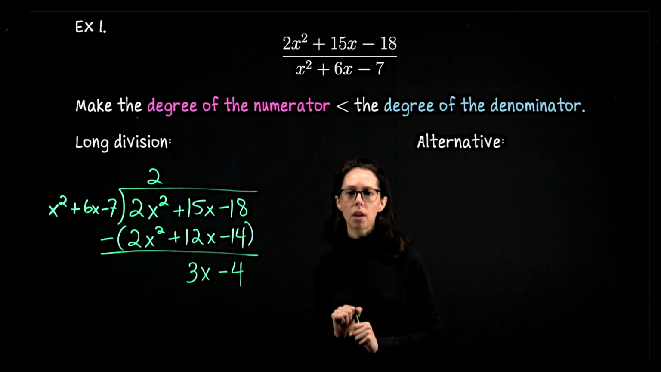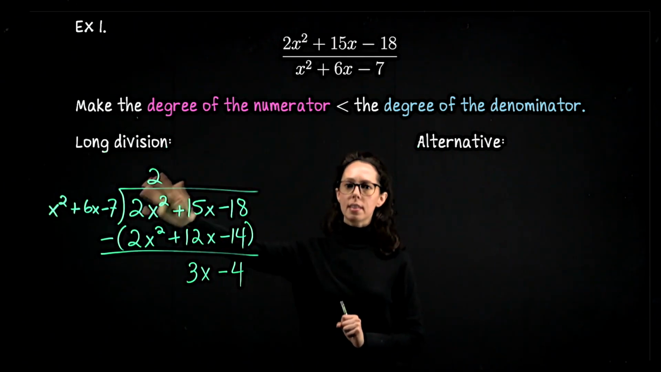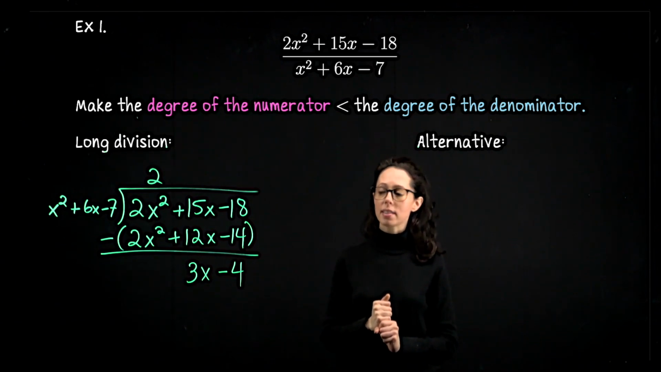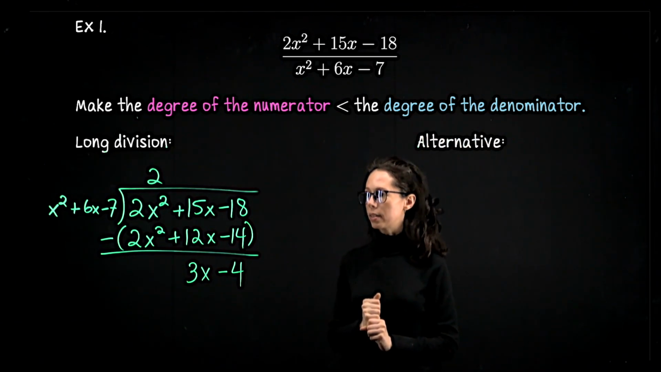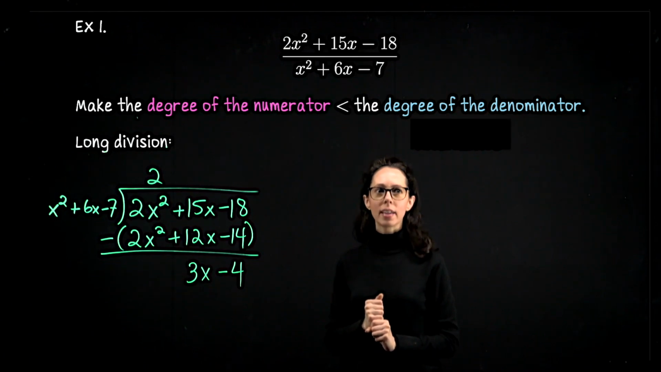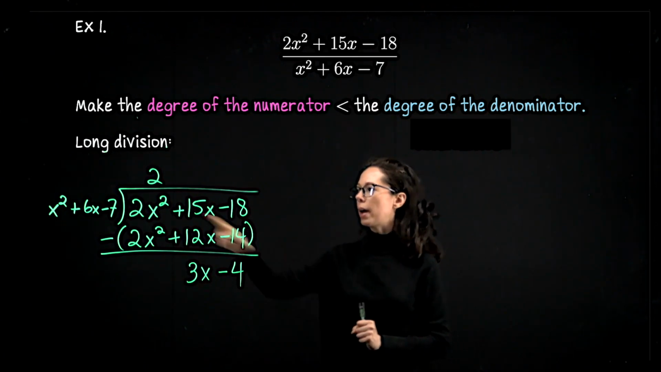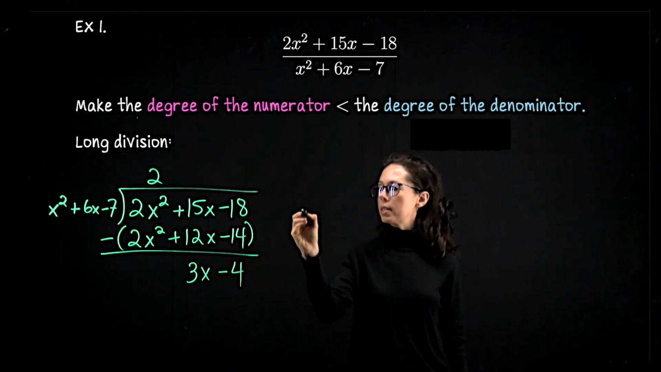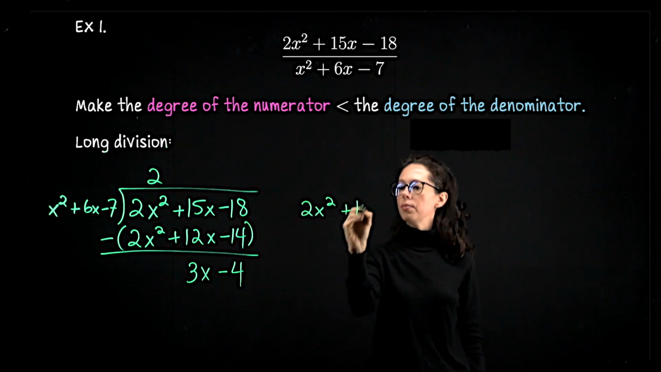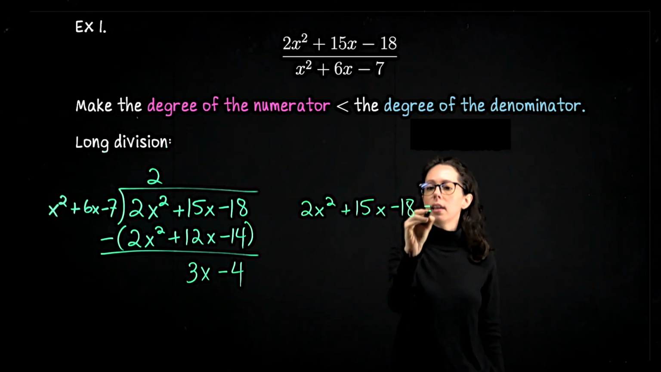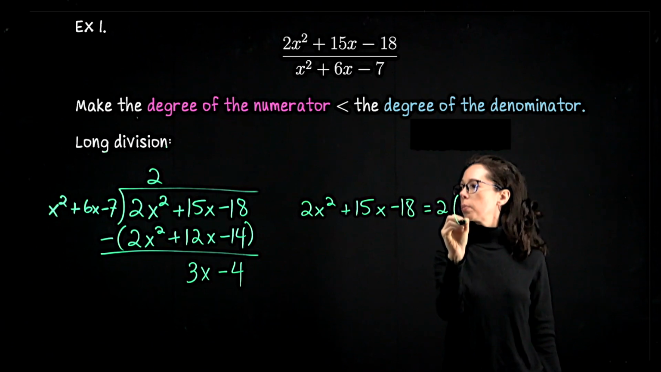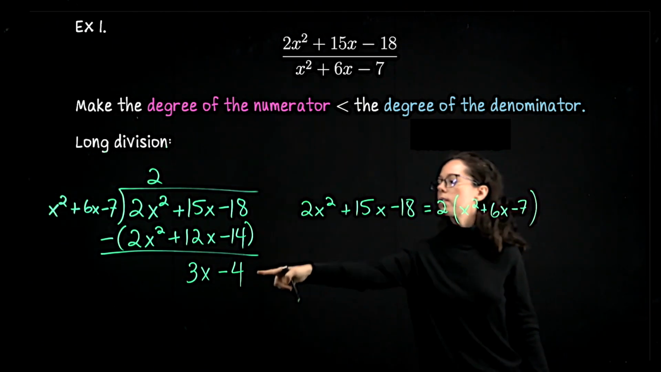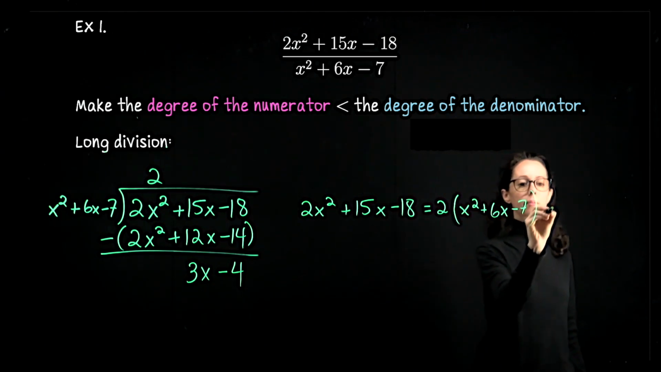For this first example of long division, let me interpret what this is saying. What does the 2 and the 3x minus 4, where can we visualize them in relation to the starting rational function that we had? Well, we tried to divide 2x squared plus 15x minus 18 by the original denominator. We said it went in twice and left this as a remainder. So in other words, we could say 2x squared plus 15x minus 18 equals twice x squared plus 6x minus 7, with this as a remainder, so plus 3x minus 4.